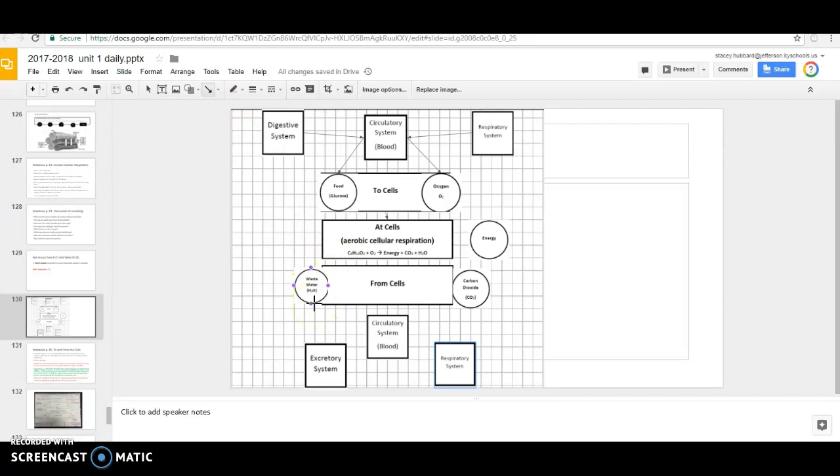And again, we're going to talk about how the water goes to the circulatory system. The circulatory system, remember, is just like a big transport system. And then it's going to go out through the bladder, through the excretory system, and then carbon dioxide also has to go through the circulatory system. And throughout the circulatory system will return it back to the respiratory system, through the lungs, and out the mouth.